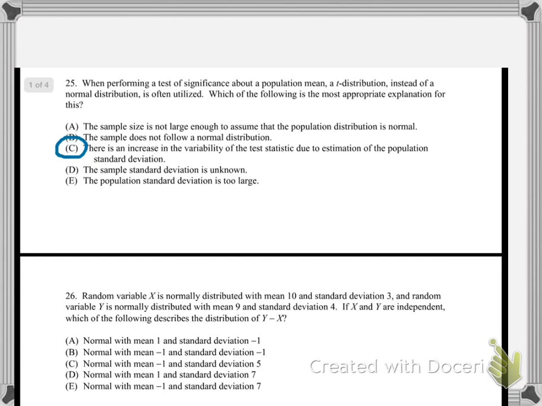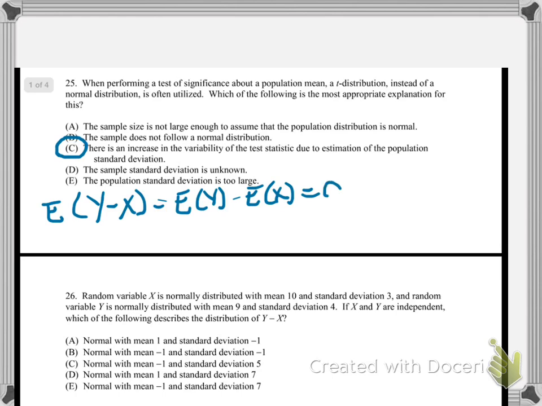Okay, so let's do number 26. Hope you remember these. So the expected value of y minus x, and you guys need to do this. It's in your Unit 4 flippy box deal. So remember, it's going to be the mean of y minus the mean of x. So the mean is 9 minus 10, which is equal to negative 1. So that means no A and no D.